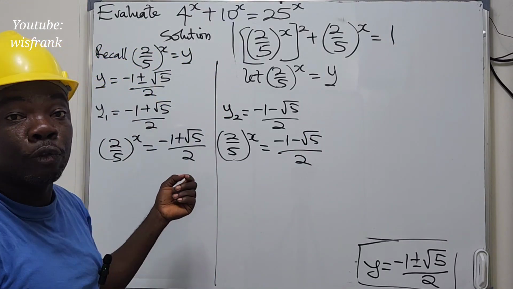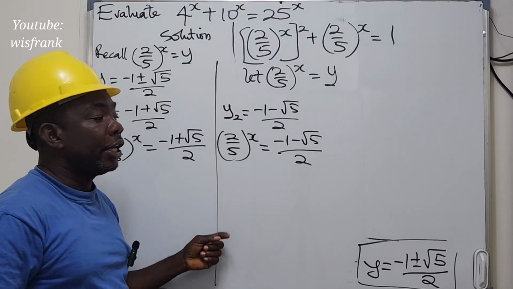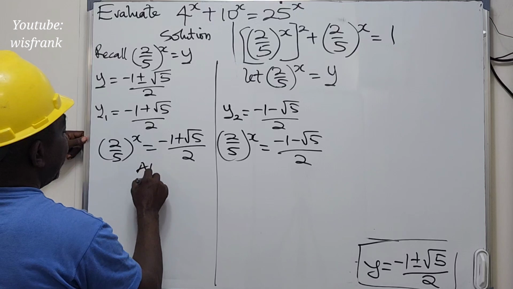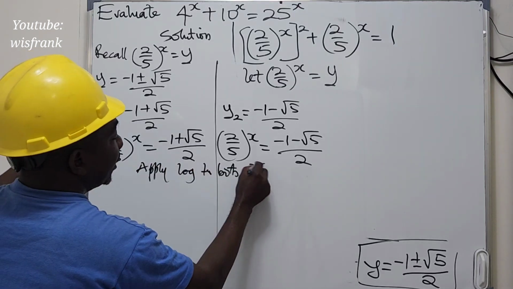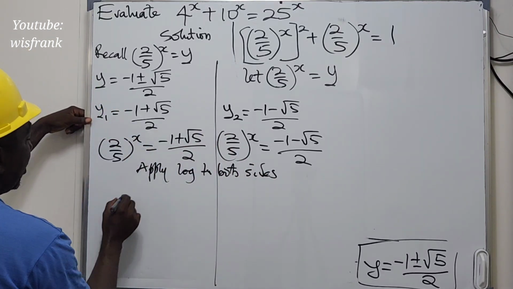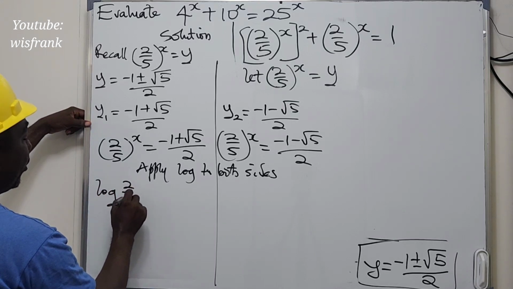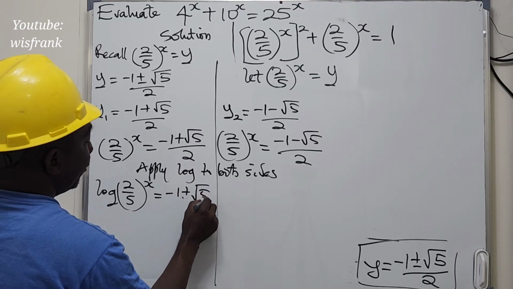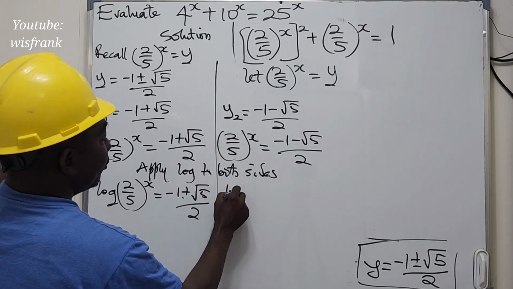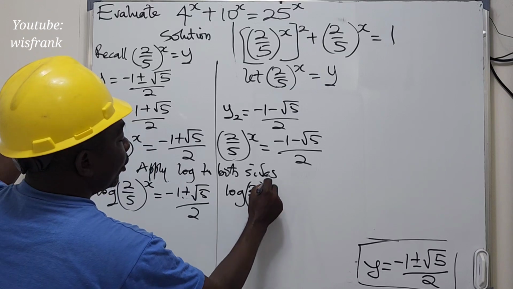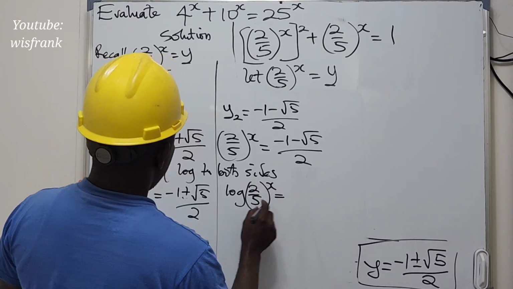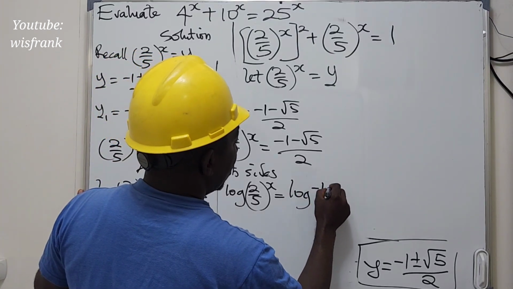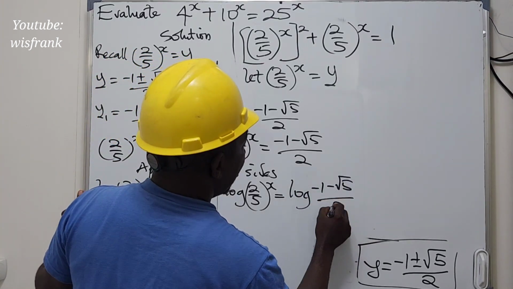To find the value of x from each side, we are going to apply log to both sides. So for one side, we have log of (2/5)^x equals log of (-1 + root 5) all over 2. On the other side, we have log of (2/5)^x equals log of (-1 - root 5) all over 2.